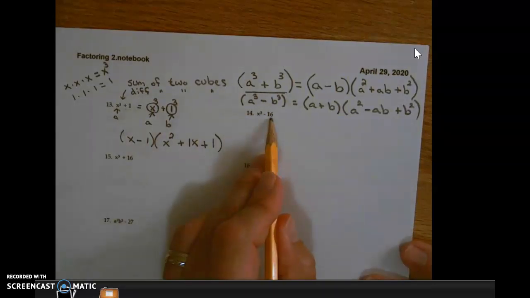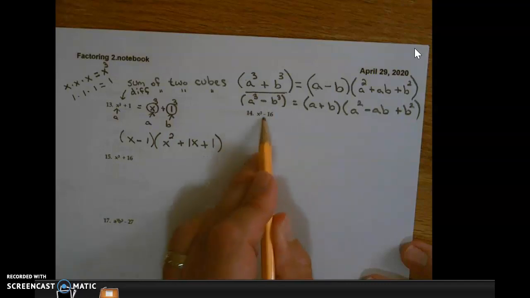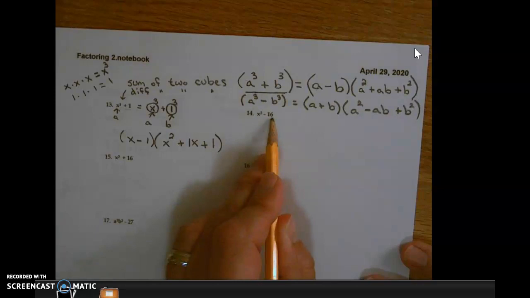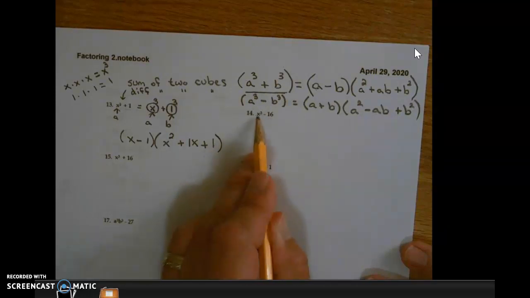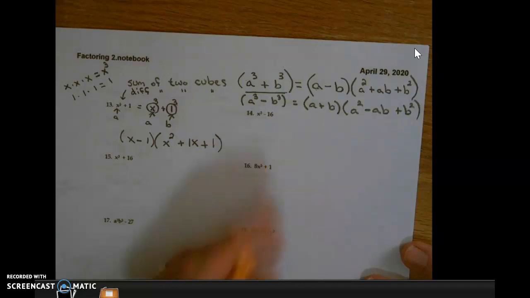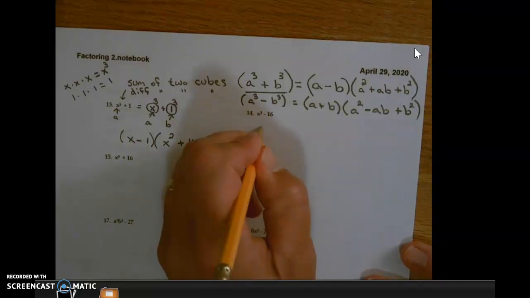Let's see, is 16 a perfect cube? 2 times 2 is 4, 4 times 2 is 8, nope, 3 times 3, nope, so that's not a difference of two cubes, because 16 is not a perfect cube. Is it a difference of two squares? No, that's not a perfect square. So this one is not factorable.